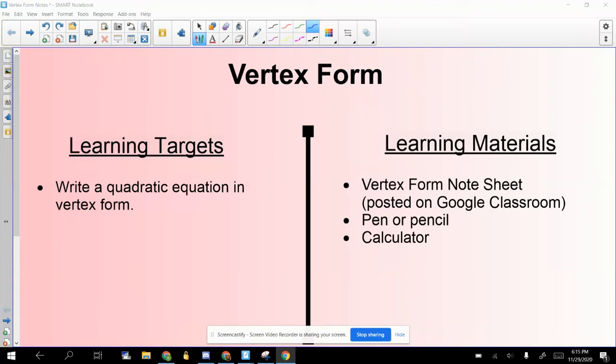Hi guys, welcome back. Today we are going to be talking about vertex form and basically how to get a quadratic equation that's in standard form into vertex form instead. So you will want your vertex form note sheet, which is posted on Google Classroom with this Ed puzzle, and you will want a pen or a pencil and your calculator.